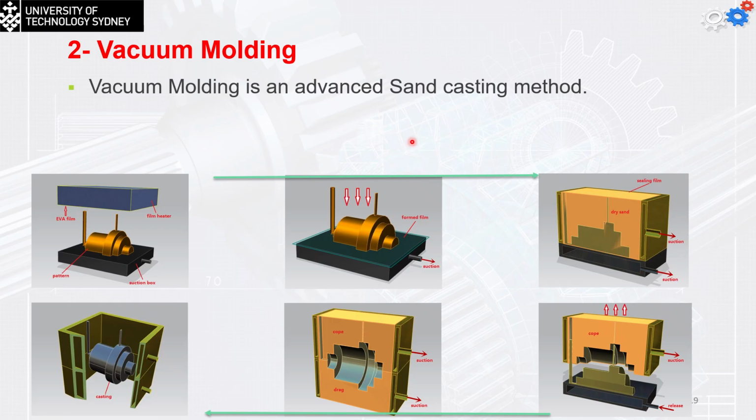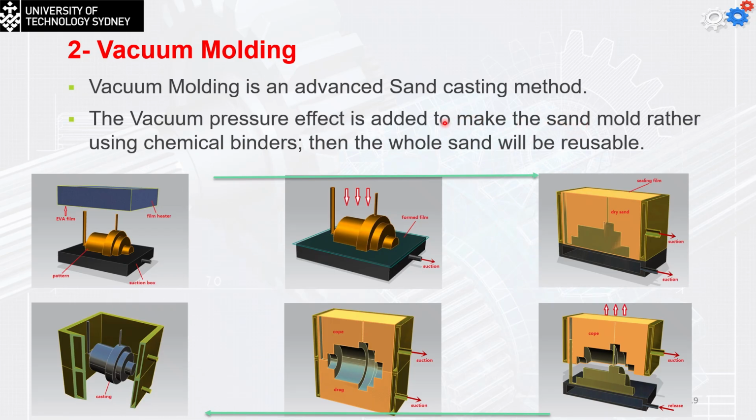Okay, vacuum molding is going to be an advanced sand casting method. The vacuum pressure effect is going to be added to make the sand mold rather than using chemical binders. Then the whole sand will be reusable.